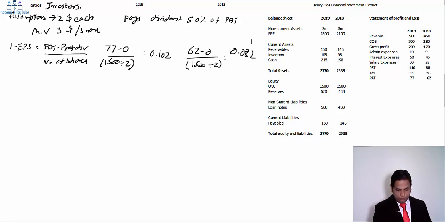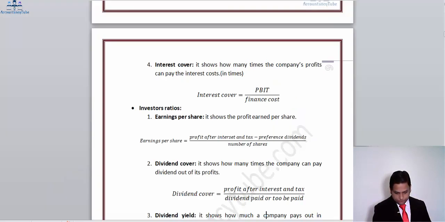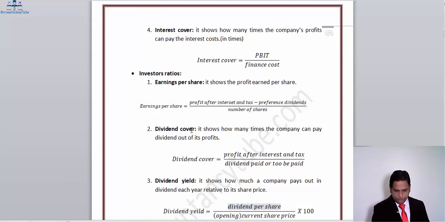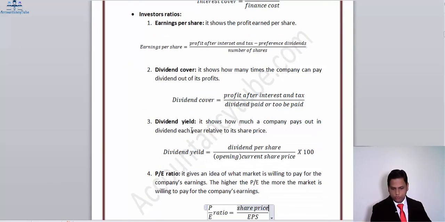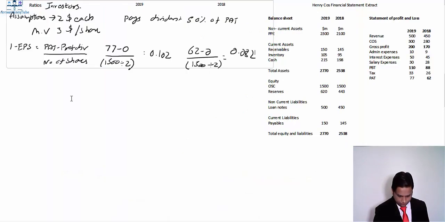The next ratio that we are doing is dividend cover. It shows how many times the company can pay dividend out of its profits. Dividend cover is profit after interest and tax divided by dividend paid or to be paid. Now let's do that in our computation.